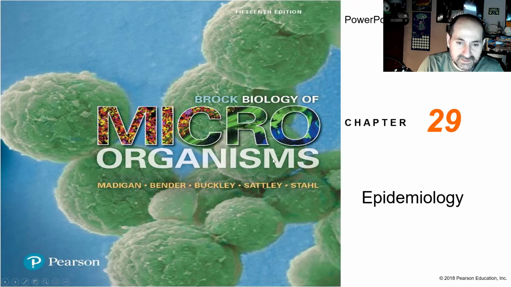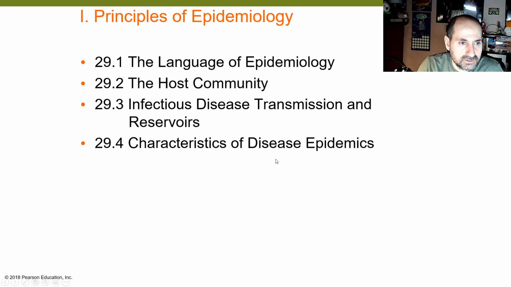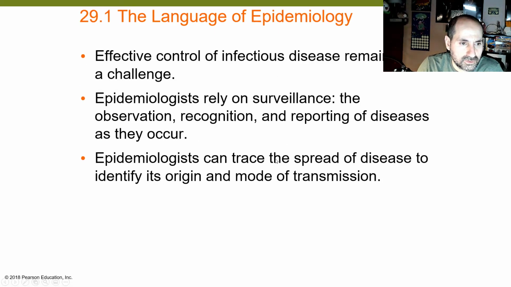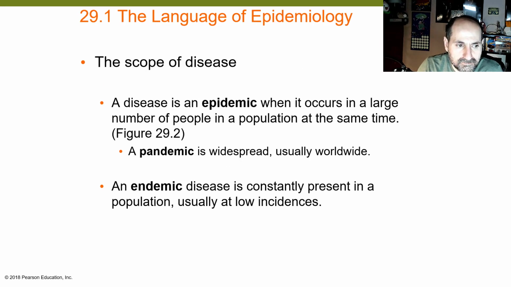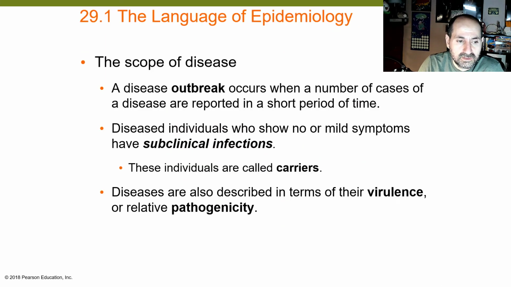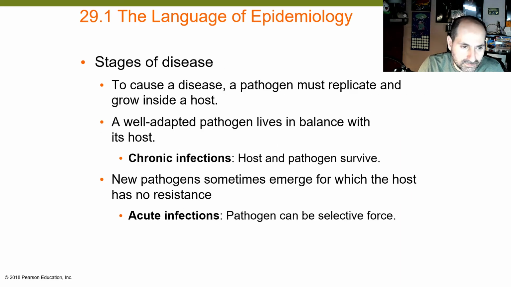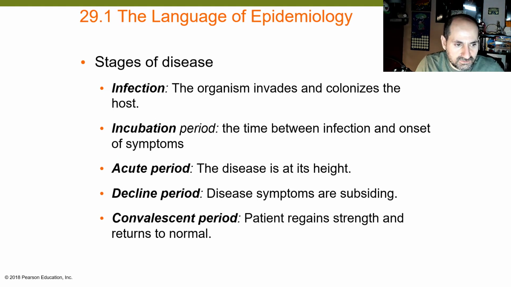29. All right, chapter 29, epidemiology. Again, please know all the terms in bold. The difference between incidence and prevalence is important for the exam. The difference between an epidemic, a pandemic, and an endemic is important for the exam. All of these terms in bold, please know the difference between a chronic infection and an acute infection. Know the stages of a disease: infection, incubation, acute, decline, and convalescence.